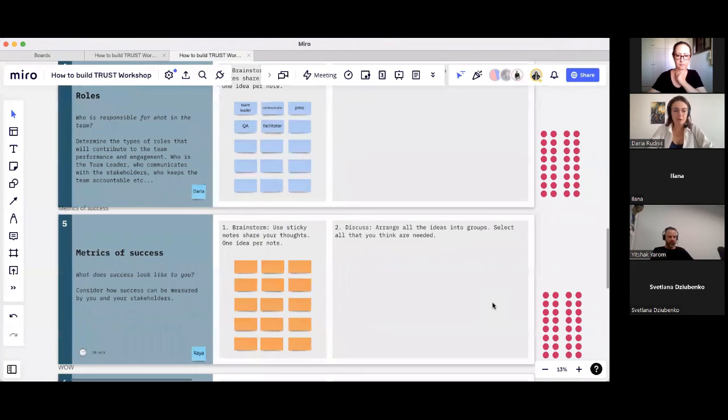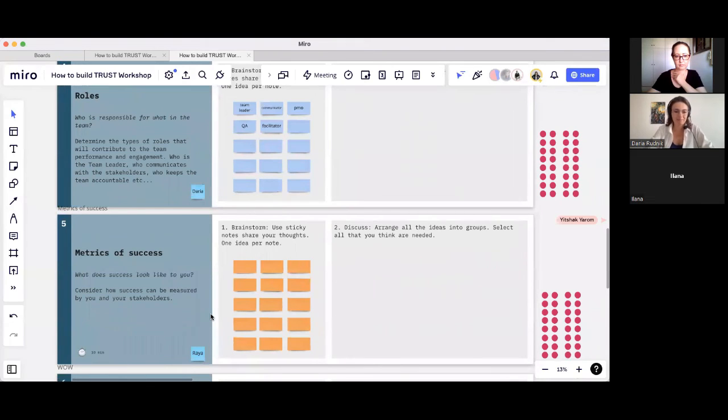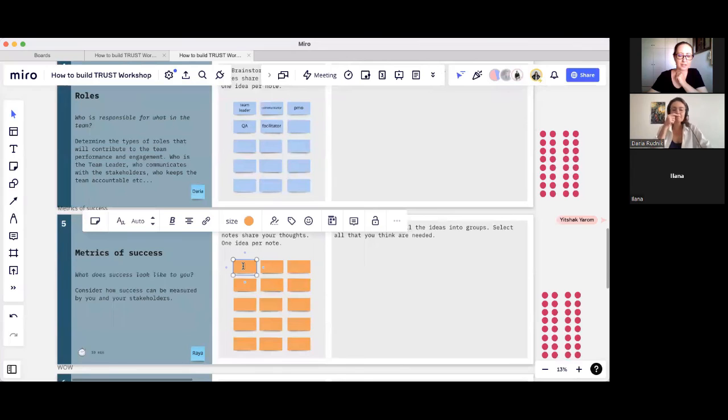And we move to one of the most difficult parts of this team charter, which is metrics of success. Metrics of success can be revenue, a number of people who are staying with us for more than 2 years, customer experience, KPIs. What do you think? What else?